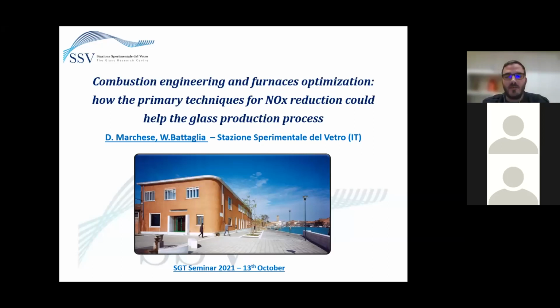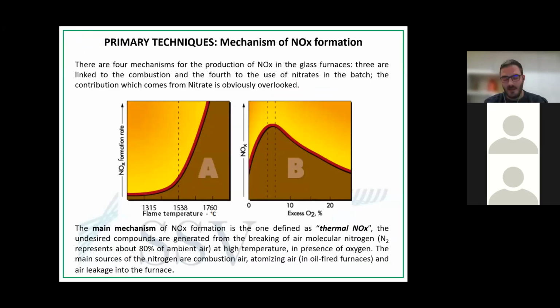So, first of all, let's talk about the NOx formation. Maybe you know well how the NOx formation works, but there are four main mechanisms for the NOx formation during glass production in the glass furnace. Three of them are linked directly to the combustion, and one depends on the use of a refining agent in the batch.